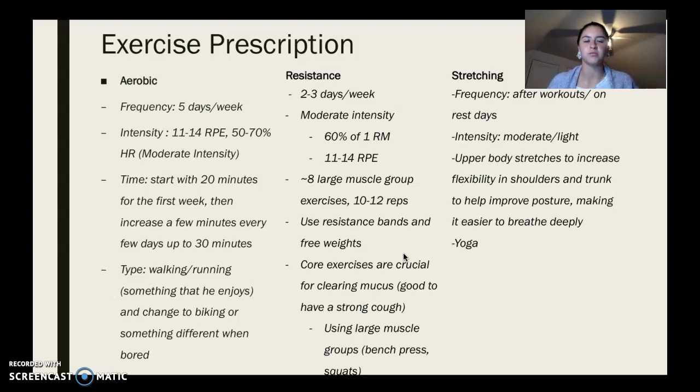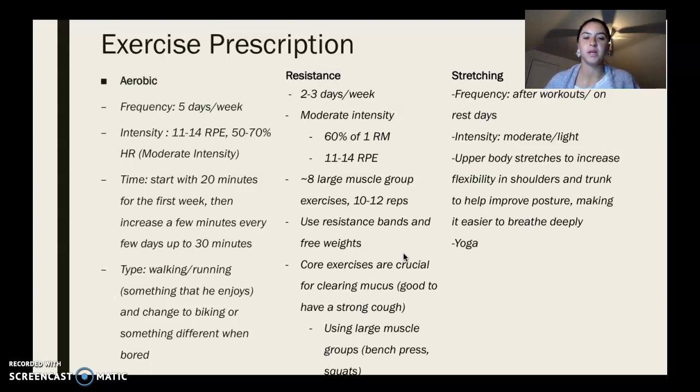Doing core exercises is really crucial for people with CF. By developing a stable core, you're able to have a better cough, which allows more mucus to be coughed up, loosen the mucus and get it out of your system. Using large muscle groups with resistance training is key, so bench press, squats, stuff with the abdominals would be really great to get that core tight, to be able to have that strong cough.